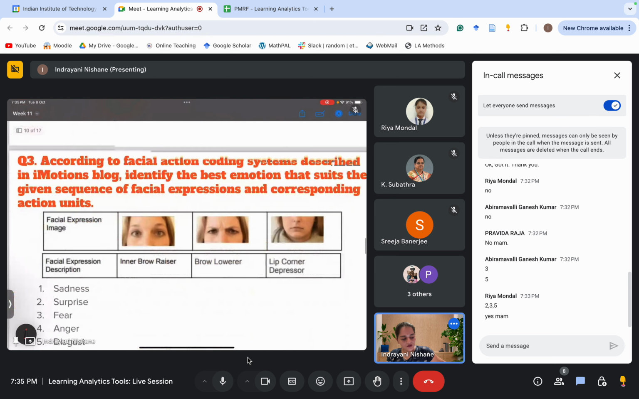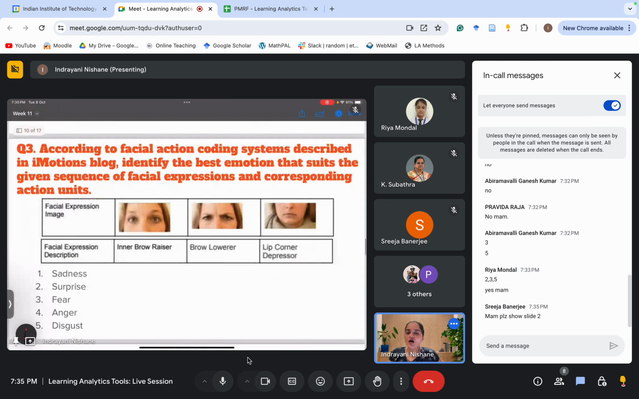Yeah. So coming to question 3, according to the facial action coding system described in iMotions blog. The iMotions blog link you can get from the lecture notes. Okay, so I will advise you to go through this iMotions blog, how action units are decided and how they are used to deduce emotions. There are different features in our face, and based on how these features are, the emotion is deduced, or inferred. Yeah. So please go through that iMotions blog. Their example facial expressions and what emotion is to be deduced, all that information is given.